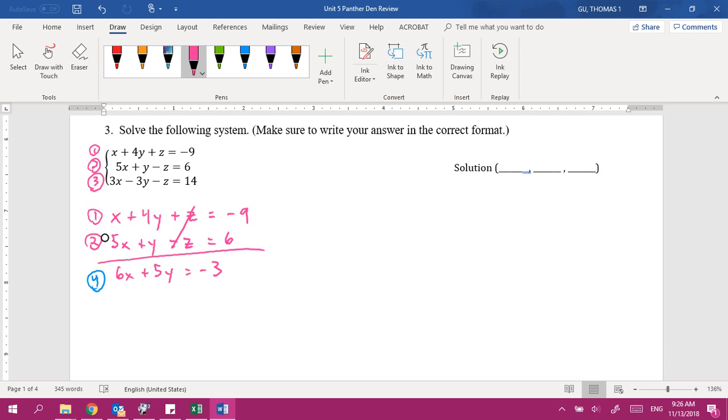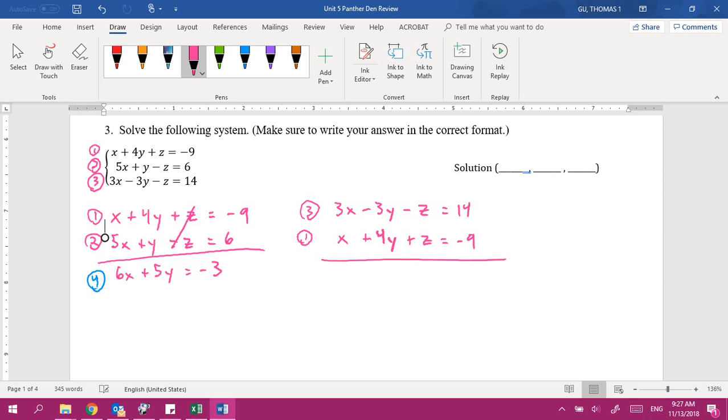All right, so now which equation have we not used yet? 3. So we have to use 3, and we have to pick another equation to pair 3 up with. Which equation would we want to pair 3 up with? 1. Because you see how 1 has a positive z? You don't have to pair 2 and 3 together. You can choose any of the others. So we're going to pair 3 with 1. So 3 is going to be 3x minus 3y minus z equals 14. And equation 1 is x plus 4y plus z equals negative 9.